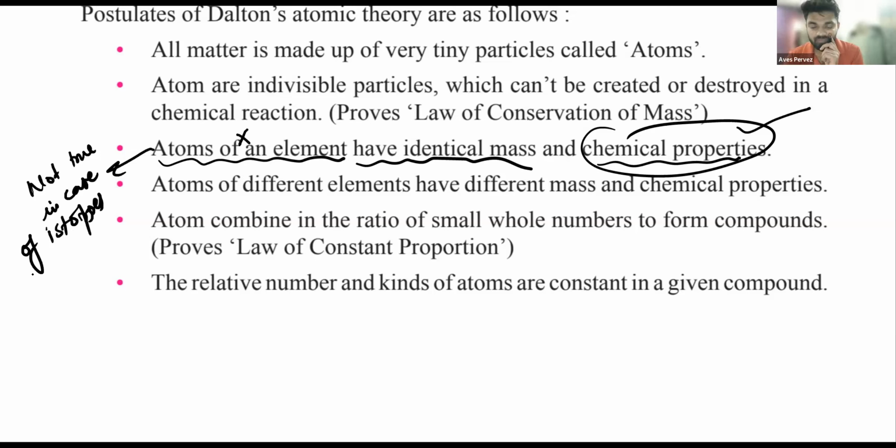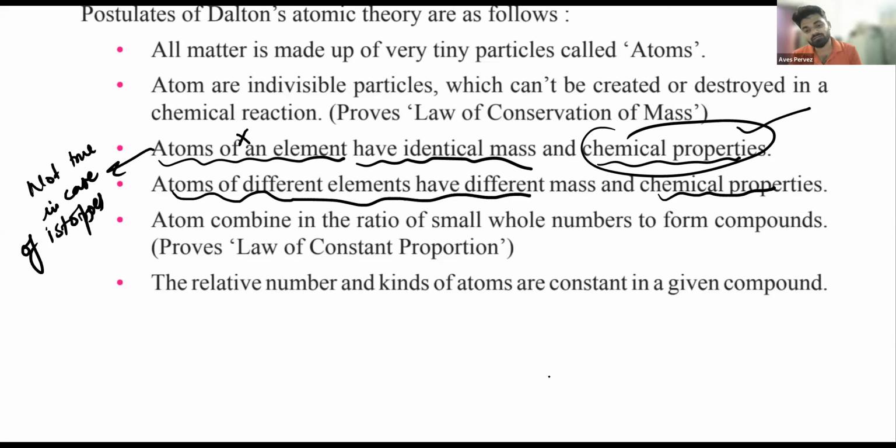And the second statement: atoms of different elements have different masses and different chemical properties. The statement that atoms of different elements have different mass is not true. The atoms of different elements can have the same masses. For example, I have given you carbon 12 and carbon 14. Nitrogen also has a mass of 14, the same as that of the carbon 14 atom.